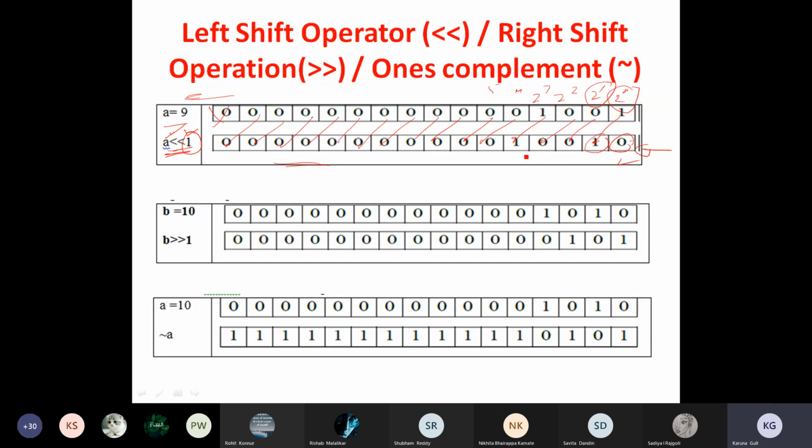What is this data? Can you tell me the equivalent decimal number of this? 10010. What is this number? Any one of you? Is it 34? Check it out.